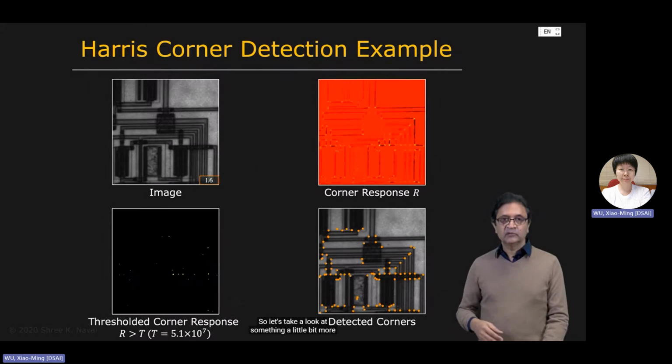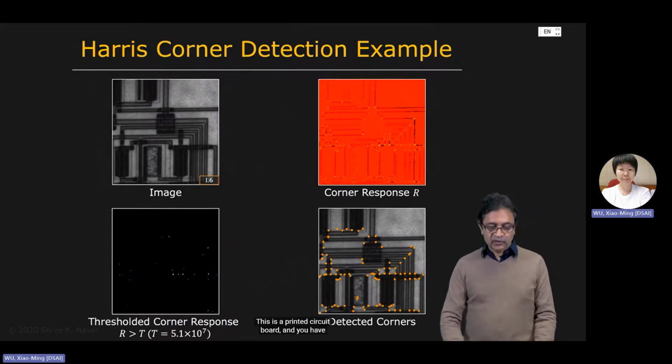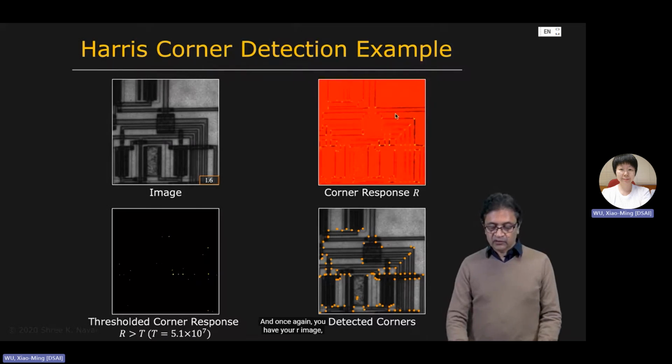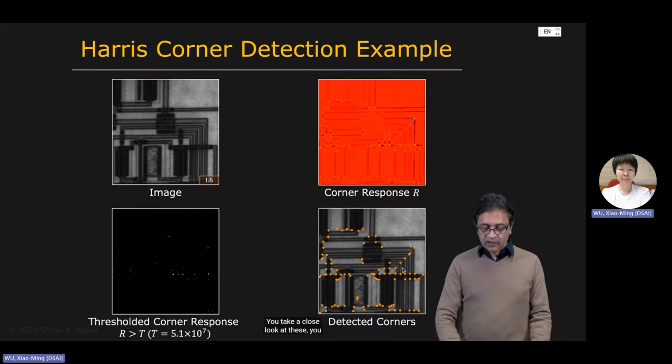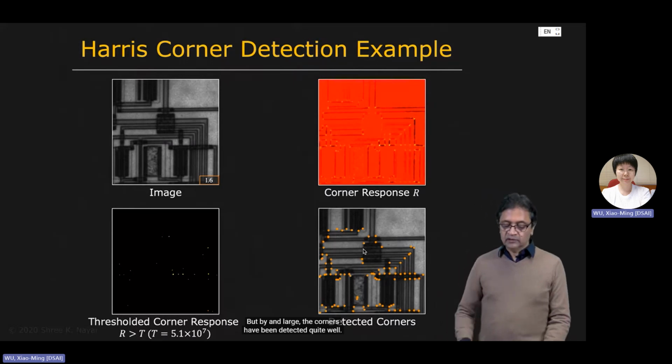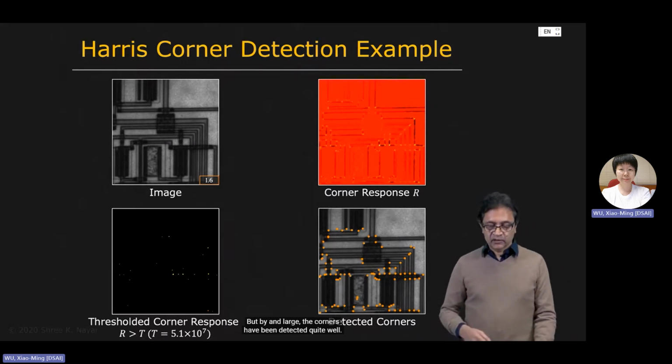So let's take a look at something a little bit more challenging. This is a printed circuit board, and you have lots of corners in this case. Once again, you have your R image, which is computed using the technique we described. This is after thresholding the R image, and then after applying peak detection using non-maximal suppression, you get these corners right here. If you take a close look, you see that we've done pretty well. A couple of corners are missed, like this one right here, and maybe this one. But by and large, the corners have been detected quite well.